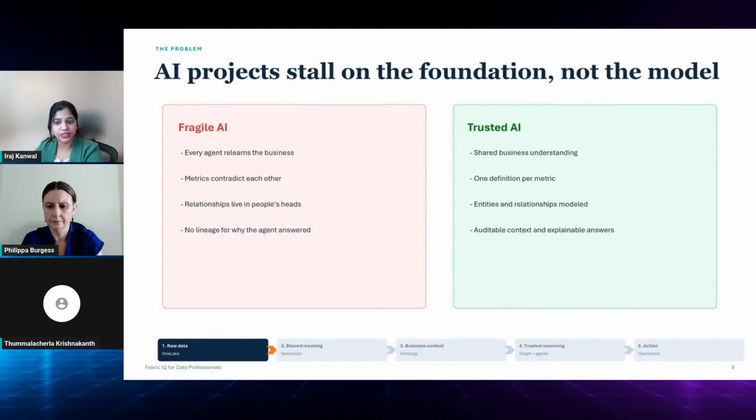Whereas in a trusted AI environment, the organization already has a shared understanding of the business metrics and governed definitions. The entities and relationships are explicitly modeled, and security is inherited. The lineage and auditability are available, and the point is not just a better answer, but an answer that can be explained and defended. That is what trusted AI is. So we need to make sure that we are focused on the foundation instead of just being very selective on the models.